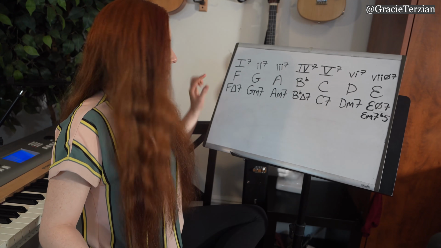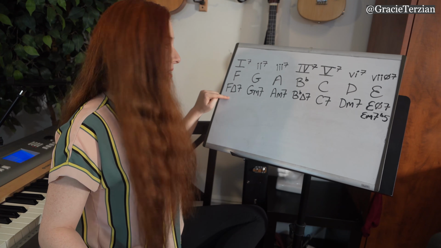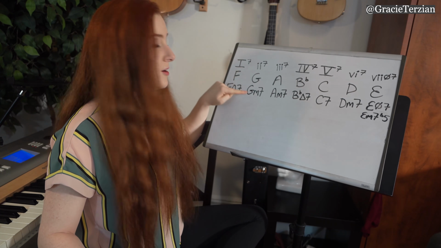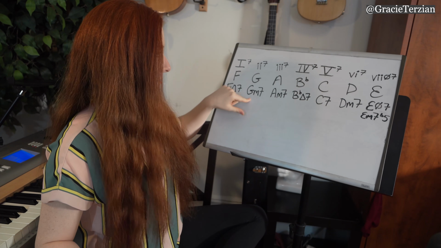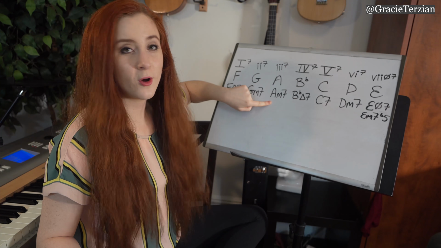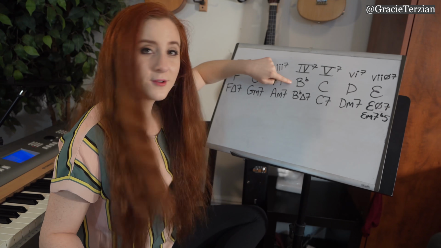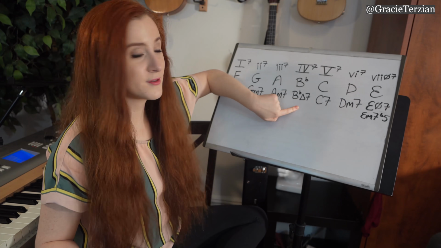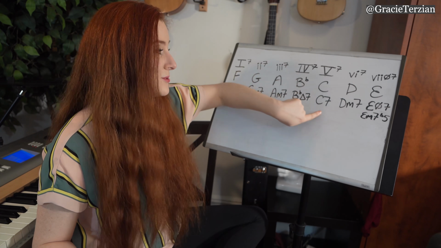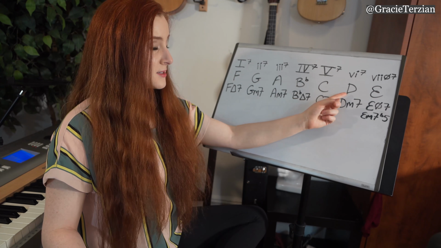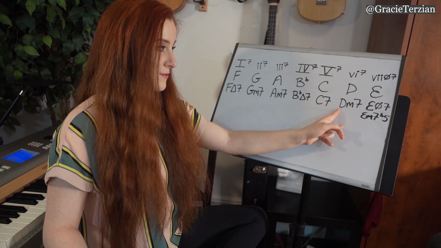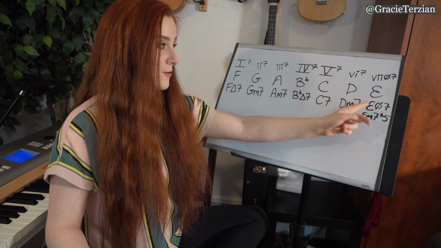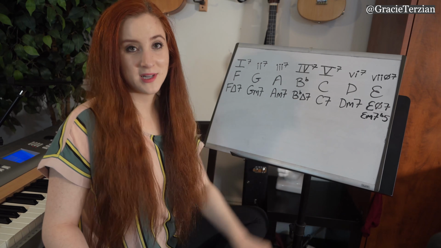The first note in the scale, you're always going to turn into a major 7th chord. The second note in the scale, you're always going to turn it into a minor 7th chord. The third note in the scale, you're going to always turn into a minor 7th chord. The fourth note in the scale will always turn into a major 7th chord. The fifth note will always turn into a dominant 7th chord. The sixth note will always turn into a minor 7th chord. And the 7th note will always turn into a half diminished 7th chord.